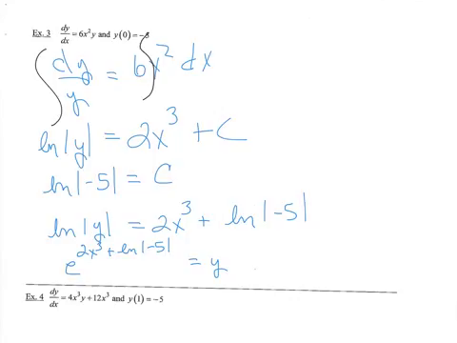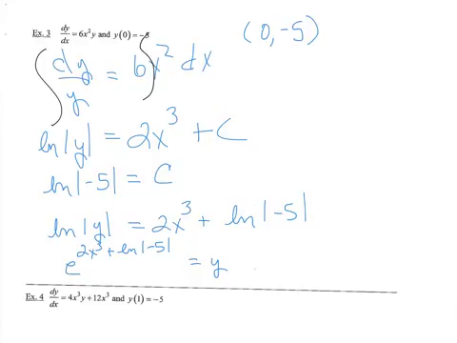How did we set C equal to ln? My initial condition was when x is 0, y is negative 5. So I just plugged in negative 5 for y and 0 for x. That's it? That's it. So e to the ln of absolute value of y is just y? Yes, we just rewrote this in exponential form. E to this equals this.